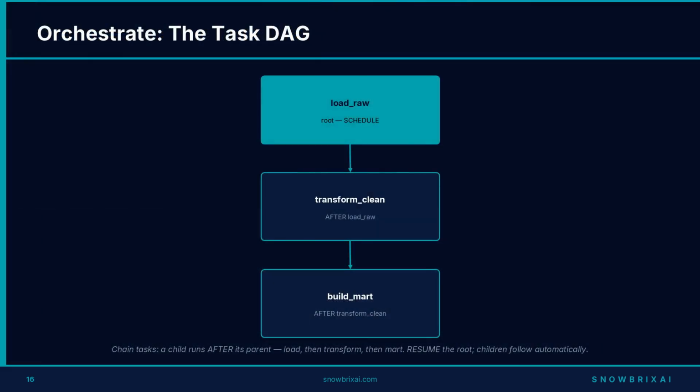We have all the pieces. Now let us orchestrate them. Snowflake lets you chain tasks into a DAG. A child task runs after its parent finishes. So we wire it in order, load the raw, then transform to clean, then build the mart, each one waiting for the last. You also get a choice on compute. Serverless tasks run with no warehouse you manage, or you attach your own warehouse. Pick based on the workload.